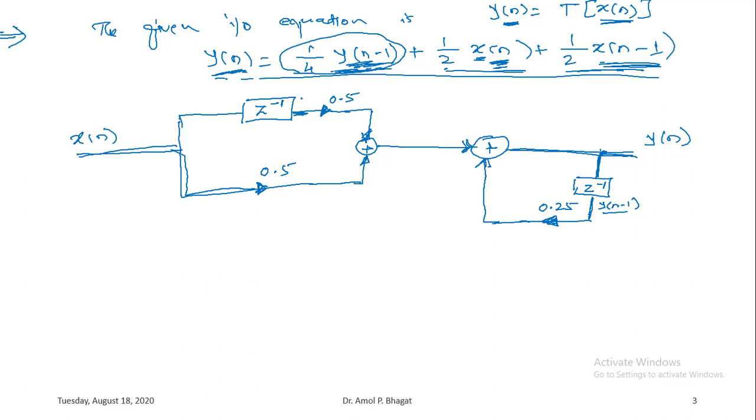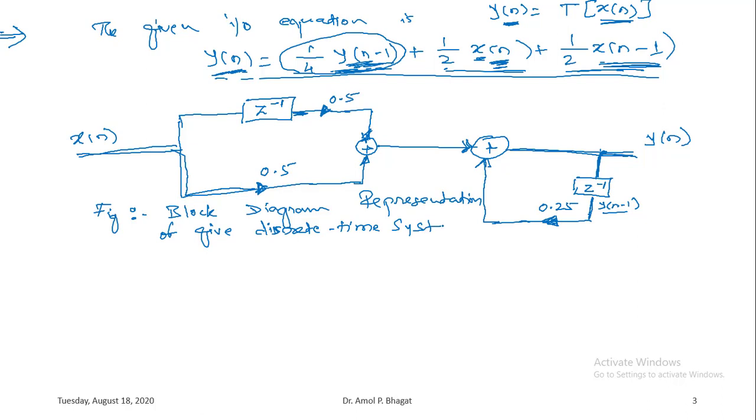But here, how many basic building blocks have we used? Two delay elements, two adders and three constant multipliers. So what does this figure represent? The block diagram representation of the given discrete time system.